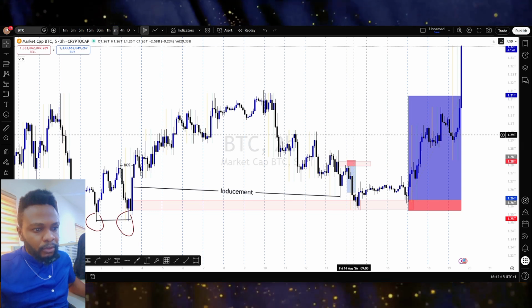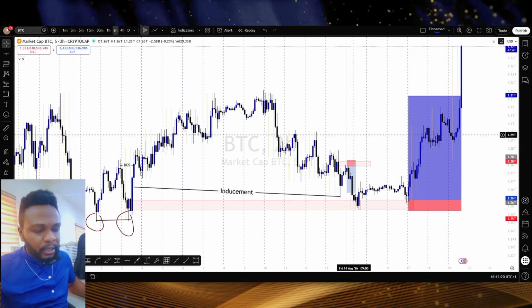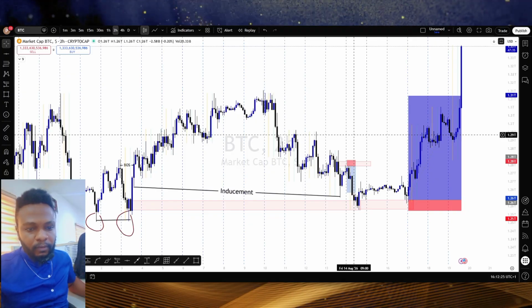So pretty much that was how we were able to engage this trade, and this is currently what we are floating, as you can see right here. So it's a big one.